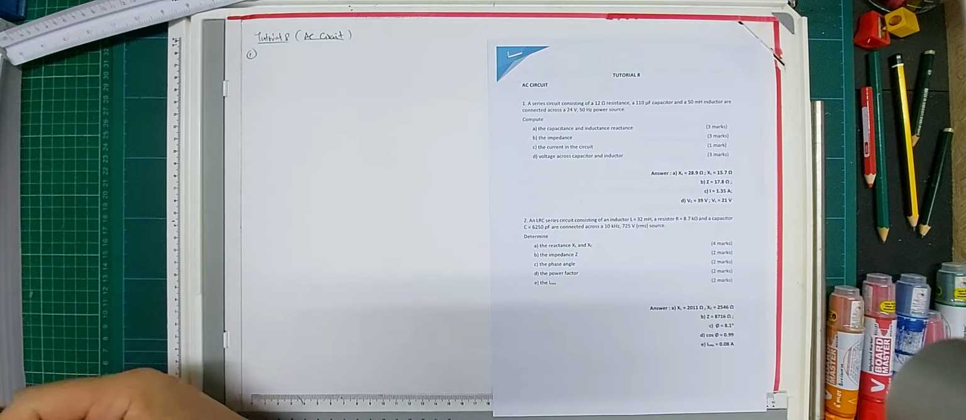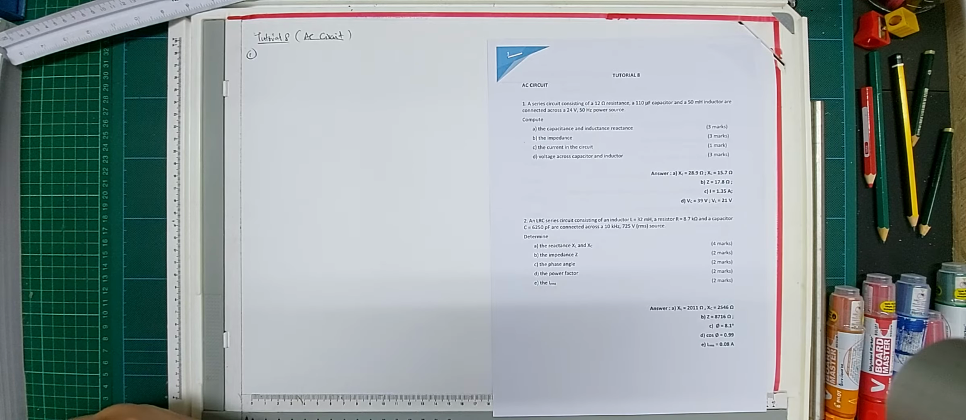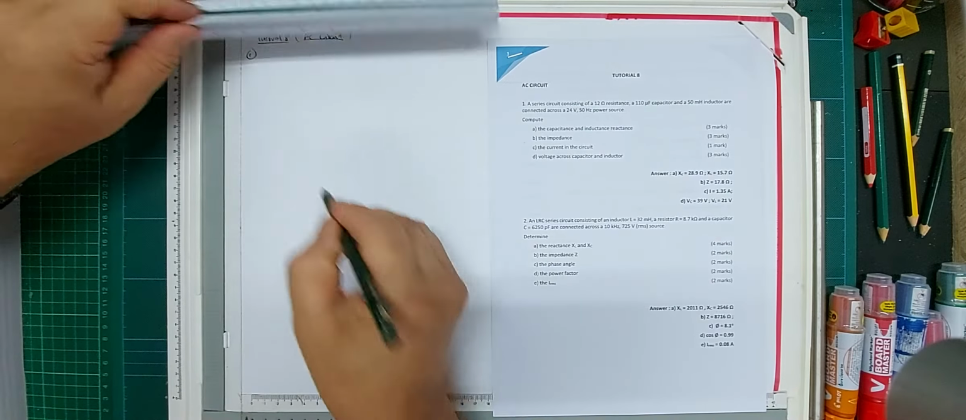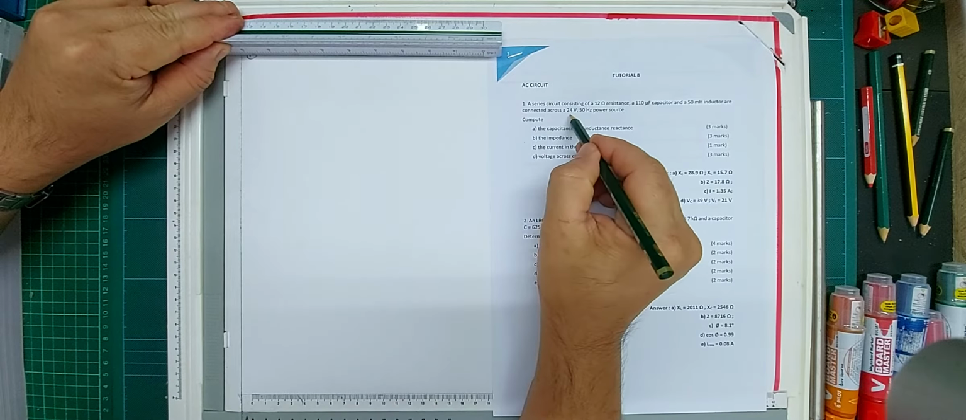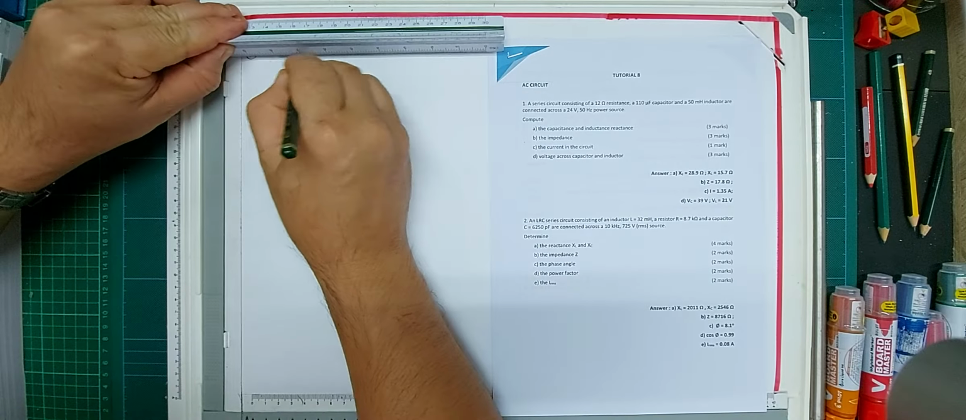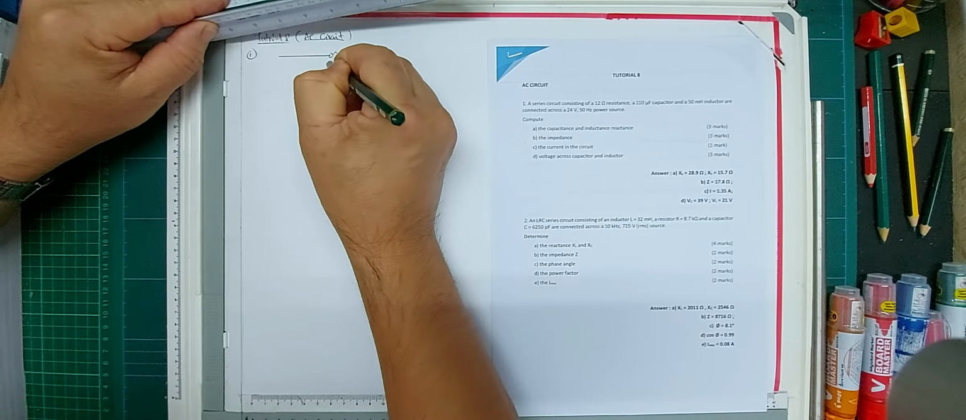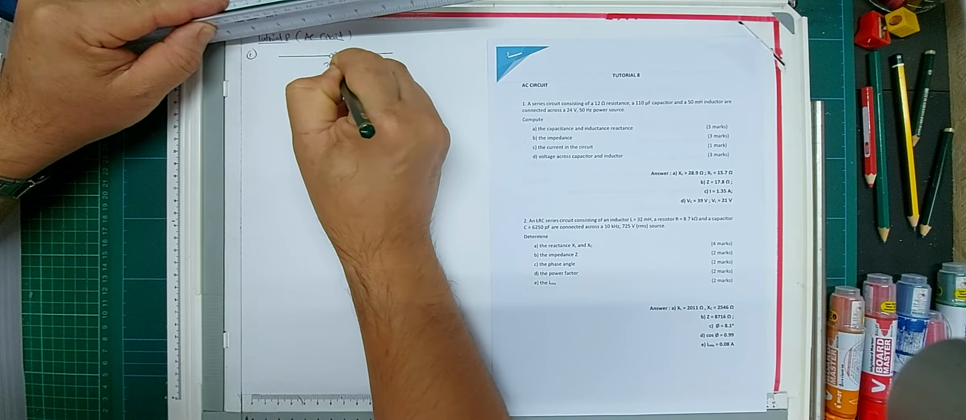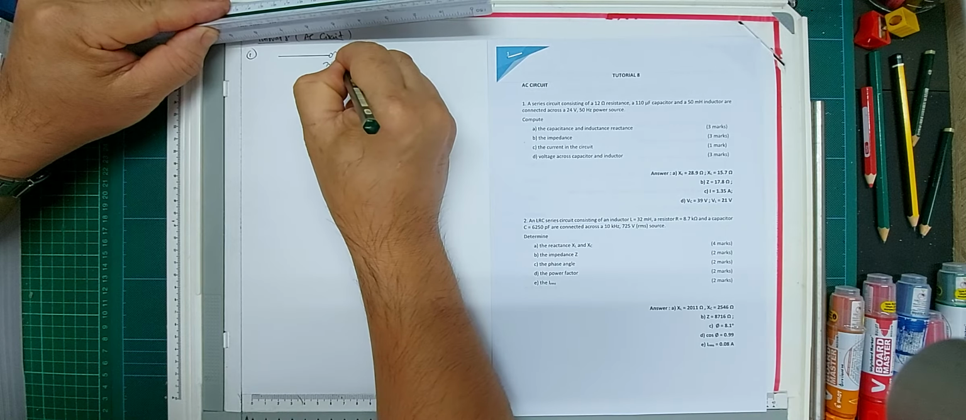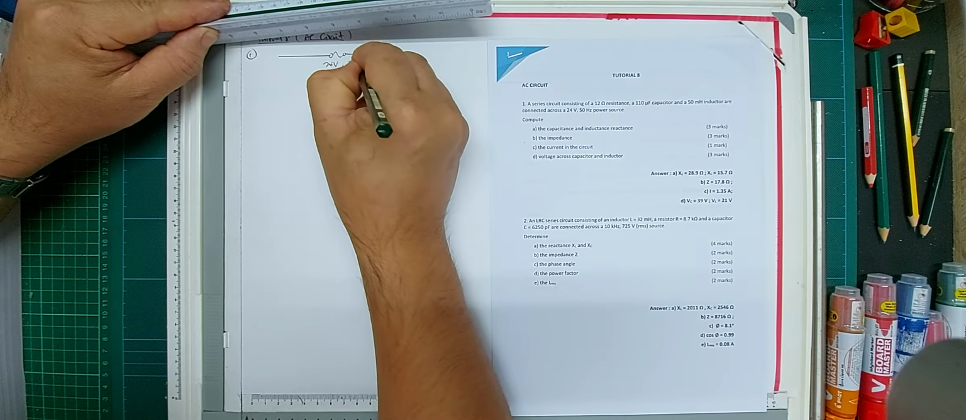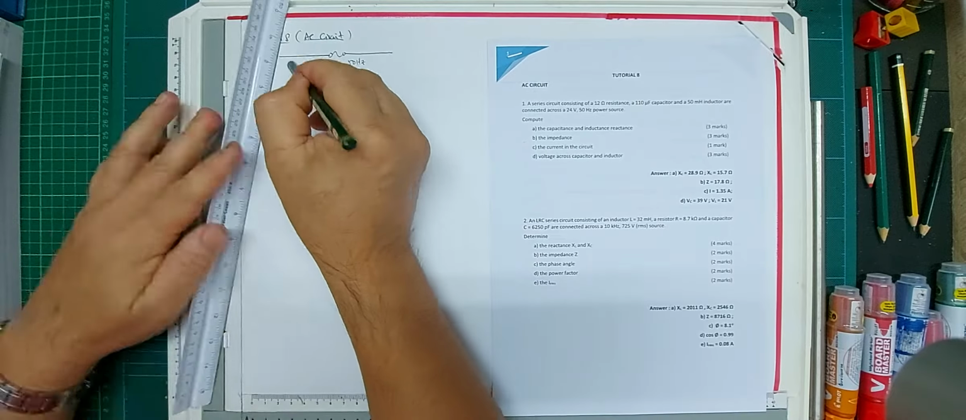A series circuit consisting of a 12 ohm resistor, a 110 microfarad capacitor, and a 50 millihenry inductor are connected across a 24 volt 50 hertz power source. Even though it doesn't say, it should be an AC power supply. The 24 volt should be root mean square, with a frequency of 50 hertz. That's how we understood it.